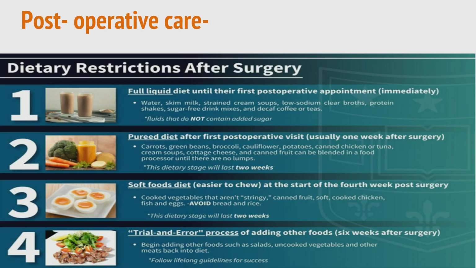Post-operatively, the patient has to follow certain dietary patterns. For the first week, they will take water, skim milk, strained creams, soups, low sodium clear broths, protein shakes, sugar-free drinks, mixes, and coffees and teas. Later on, we can start the puree diet, and gradually we will start the patients on the soft food diet, and later on they can start with trial and error. They can add larger chunks also.